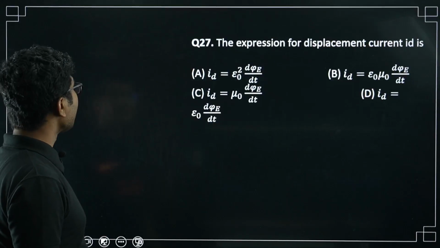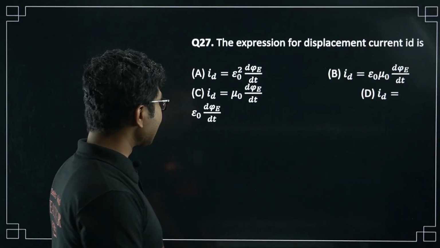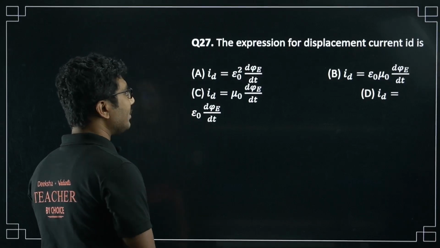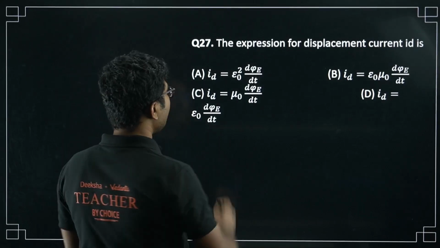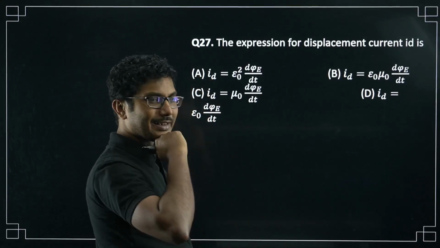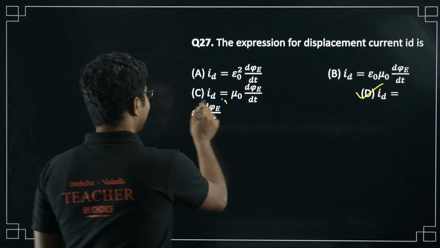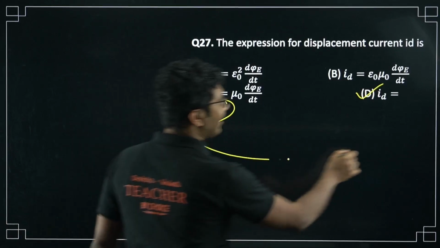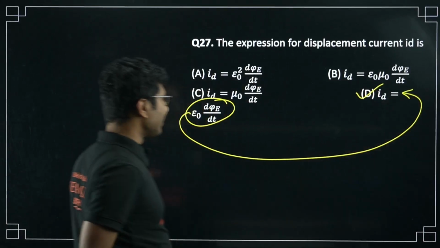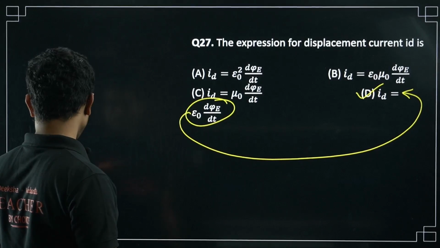Next question. The expression for displacement current ID, again same question with a few different options. So again ID is mu naught d phi E by dt. No, ID is this. Okay, somehow this value is missed here. This will go here. Epsilon naught d phi E by dt. Okay.